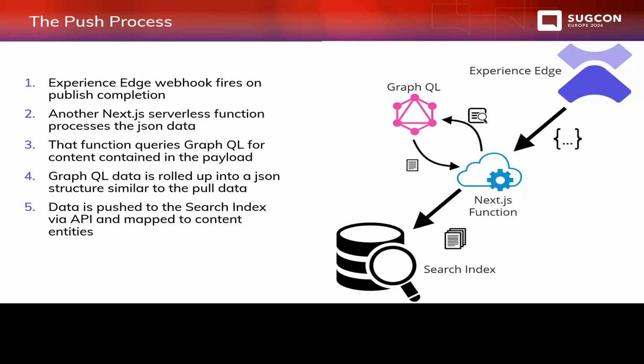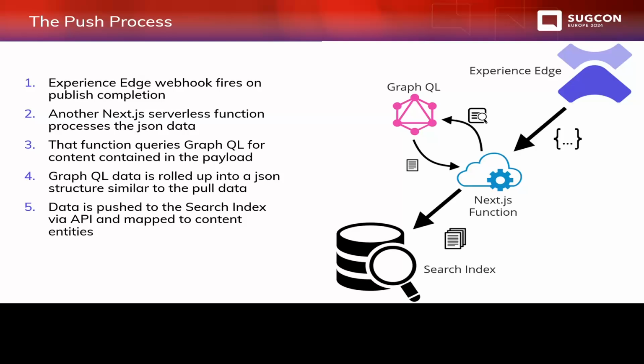So now let's talk about the push process. We've got everything in the index. It's running on a schedule of, say, once an hour or once every 6 hours. But now my content authors publish out a page and they made a change. They need to see that in their search results immediately, right? So let's take a look. This is a little more complicated.